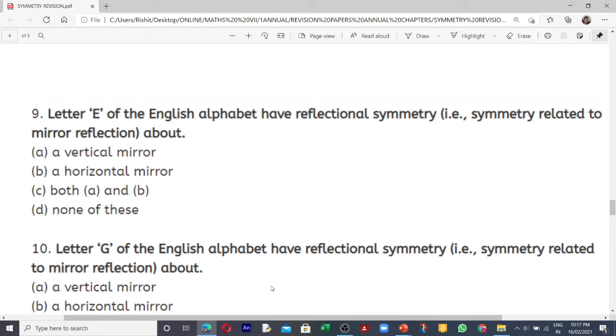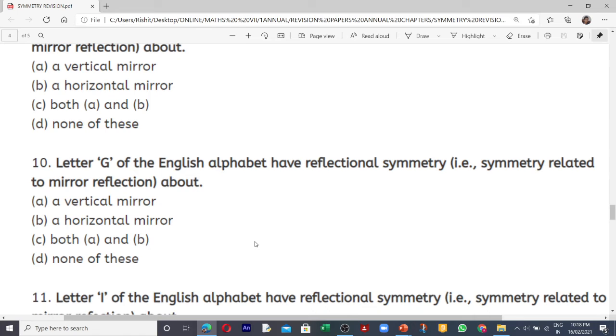In these questions, though there is no calculation, I hope that you people will be able to write it very quickly. Same in question number 10. Letter G of the English alphabet has reflection symmetry. Same for G, children. So a vertical mirror, a horizontal mirror. See, this question is not in your book, but what you can do, you can apply the knowledge of reflection symmetry and then choose the correct option.